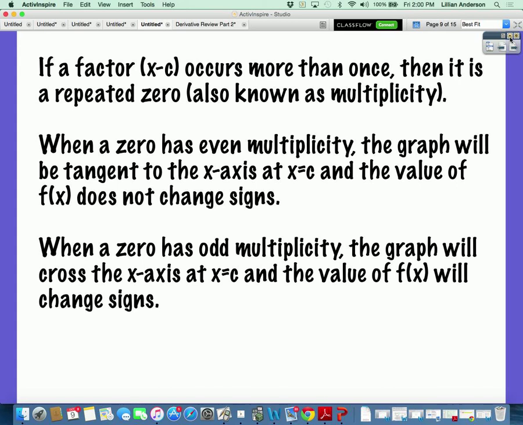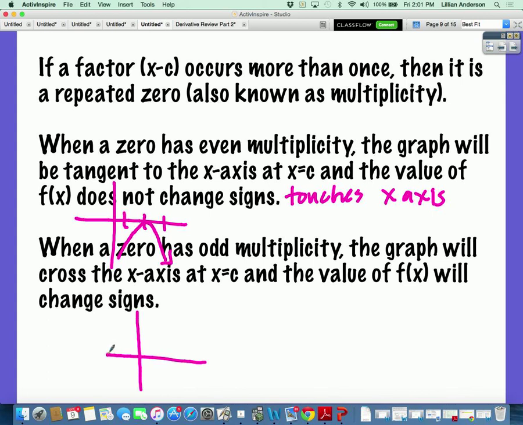What does it mean to be tangent? Christian? It touches it. Does it cross it? No. So in this case, when a 0 has even multiplicity, the graph will touch the x-axis. Okay? And the y values will not change signs. So basically, your curve is going to get close to the x-axis, touch it, and then ricochet off. Okay? That's what it would look like. And of course, it can go on the other side. However, if it has an odd multiplicity, the graph will cross the x-axis. And the y's will change signs, like it does here. Okay?